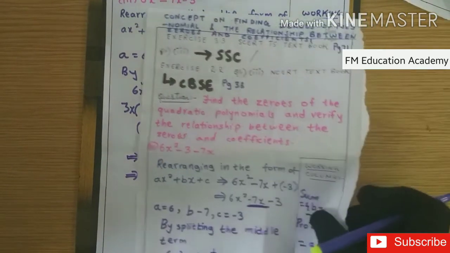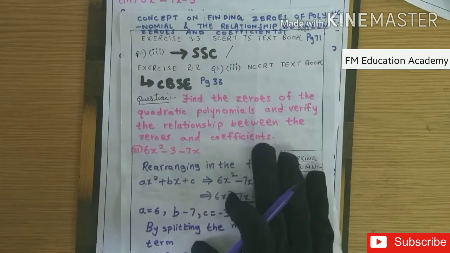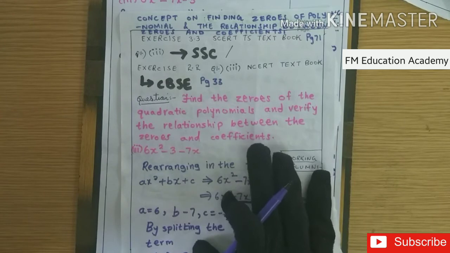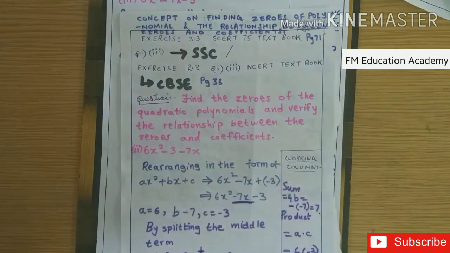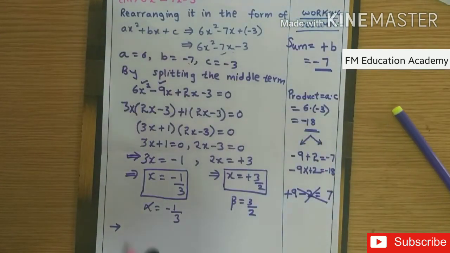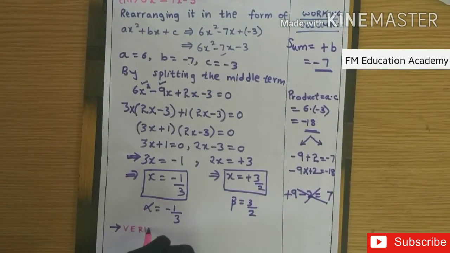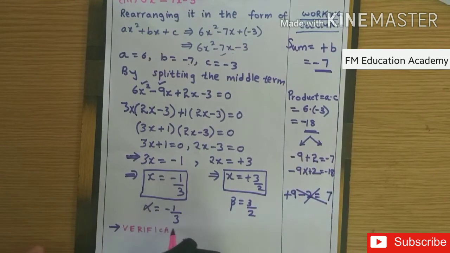Now it was verification, a relationship between the zeros and coefficients. I need to verify the relationship between zeros and coefficients. How to verify the relationship between zeros and coefficients? We know there are two formulas. Verification. That is, we have to verify the relationship between zeros and coefficients.